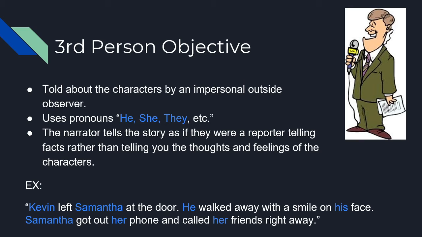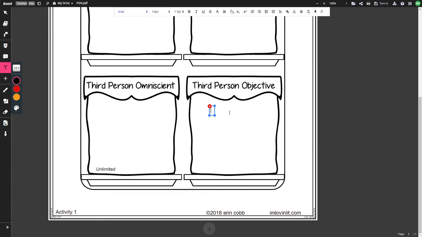Here it is. Kevin left Samantha at the door. He walked away with a smile on his face. Samantha got out her phone and called her friends. Of course, that's the same exact story that we heard last time, only now, since our narrator is objective, he's not trying to destroy Kevin. Okay, so take a second to write that down on your window notes under third person objective.